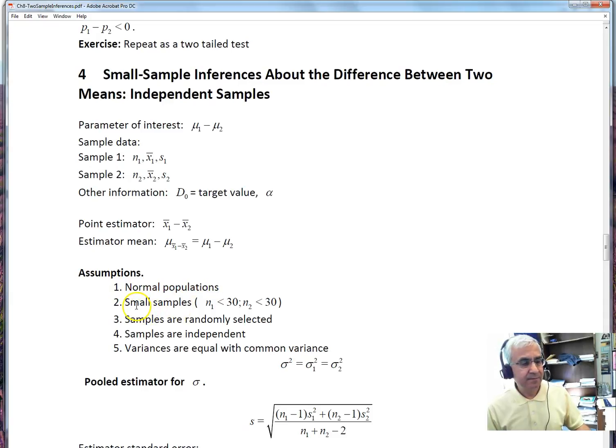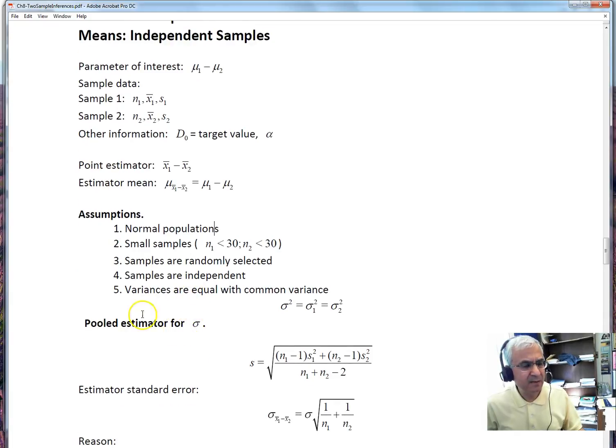Our assumptions here: our populations have to be normal, unlike the large sample case, and the variances of the populations are not known. If they were known, we would still use the normal population. Small samples, we have n1 less than 30, n2 less than 30, basically we are estimating the parameters. Samples are randomly selected and independent, and there are two methods, one for when the variances are equal and another for when the variances are not equal.